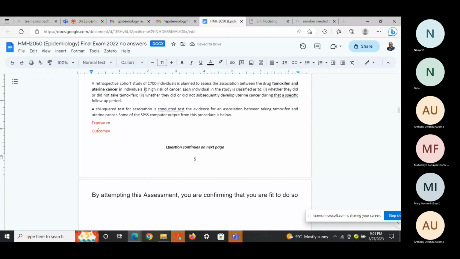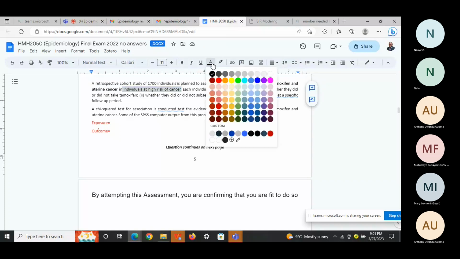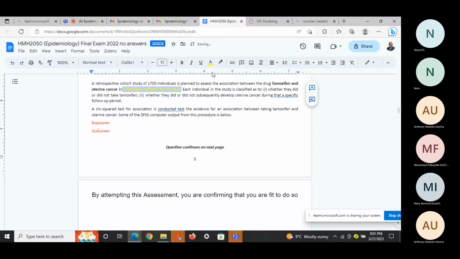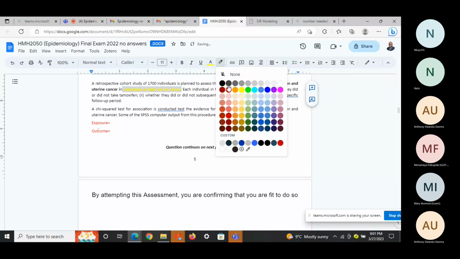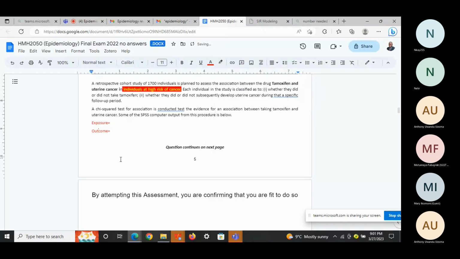Can someone tell me why this is? It said in individuals at high risk of cancer. Can someone tell me anything about this word here? Let me know, those that can remember what I said before. Just anything, does anything come into your mind? How do you think you can control for confounding for individuals with high risk of cancer? Remember, this is the study population.